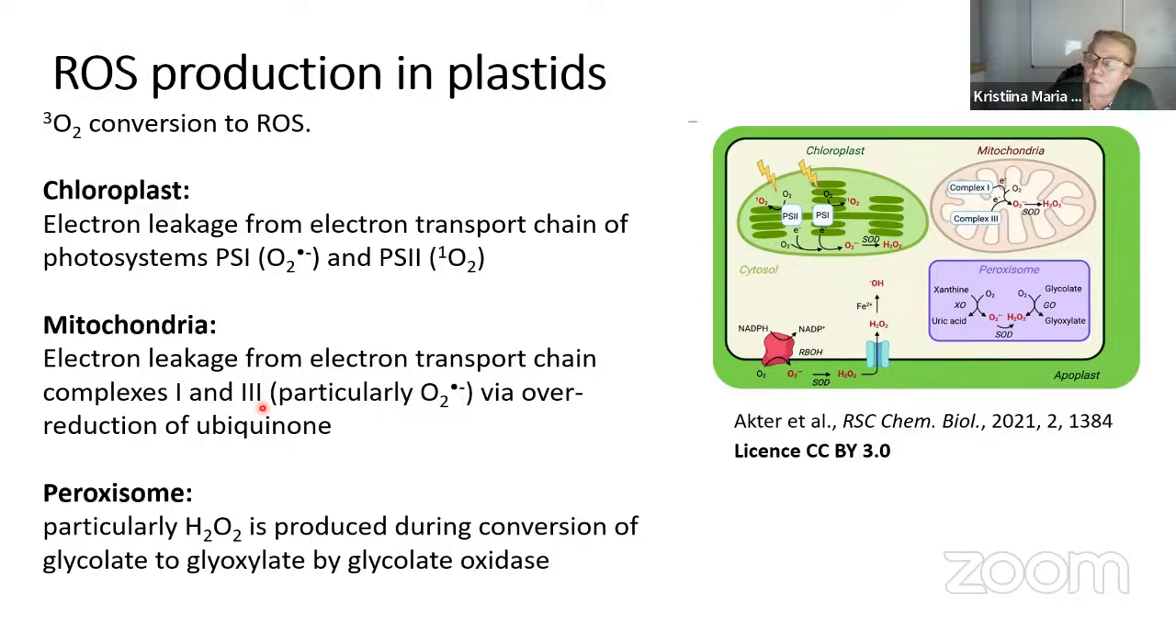Saya is going to talk more about these. Then in peroxisomes, during photorespiration, we have hydrogen peroxide produced during conversion of glycolate to glyoxylate by glycolate oxidase. Also the xanthine and uric acid reaction with xanthine oxidase is producing these radicals.